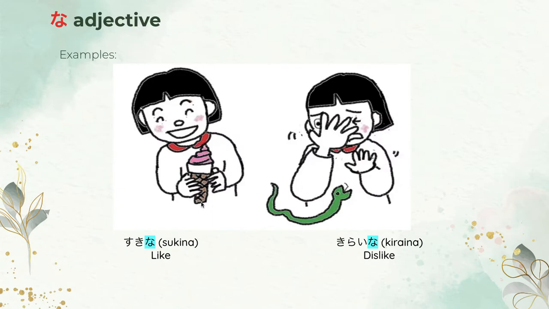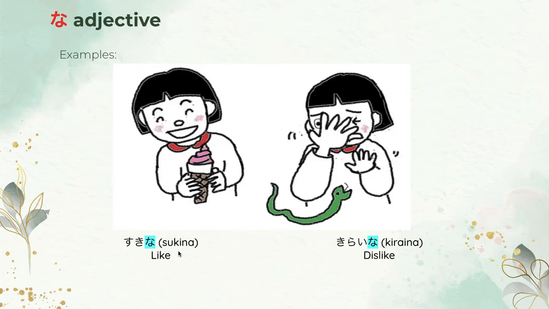The next image, this girl has an ice cream, and this girl is avoiding the snake. So we know that she seems to like ice cream, but she doesn't like snake. If I want to say like in Japanese, it will be 好きな. If I wanted to say dislike in Japanese, it will be 嫌いな.